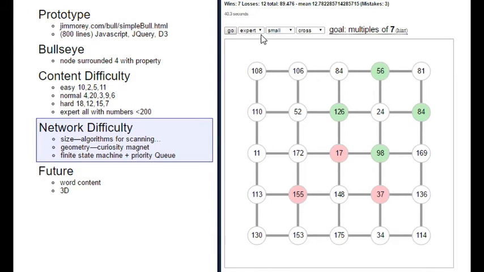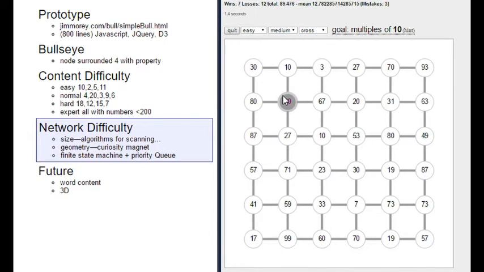Let me make this a little bit easier. What we can do though is change the size. Here is the medium size, and now you suddenly went from 9 possible bullseyes to 16, so guessing is not as successful a strategy. You have 16 things to check, and so the scanning algorithm becomes a little bit more interesting.